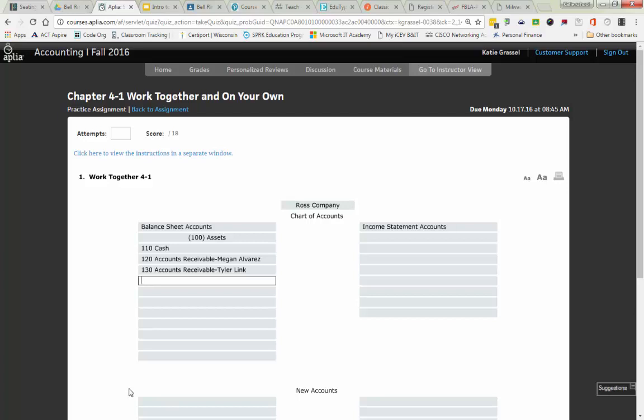What do you think is easier to get cash for, supplies or prepaid insurance? Right now you're kind of just guessing. It is going to be supplies. Is it easier for me to turn around and sell a box of paper than it is to cancel my insurance policy? Right? So supplies is going to be 140, and then prepaid insurance is going to be 150.